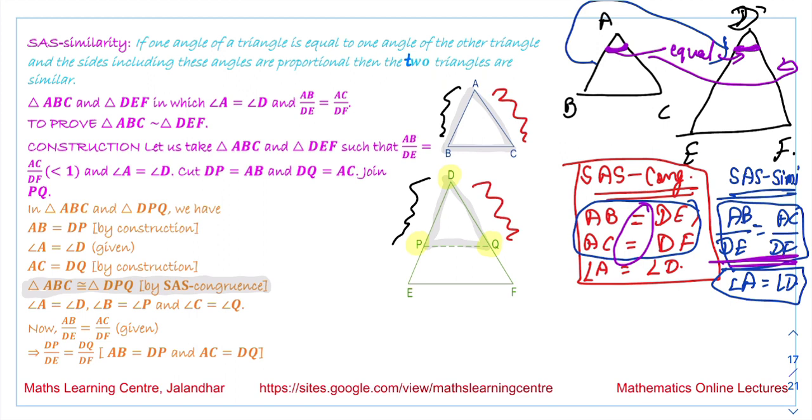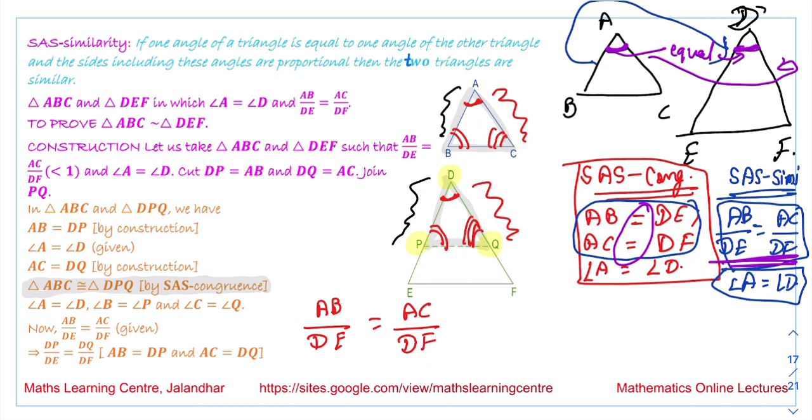So what we get is that angle at A is equal to angle at D, angle at B is equal to angle at P, and angle at C is equal to angle at Q. All these angles are equal. The next thing that is given to us is that AB over DE is equal to AC over DF.